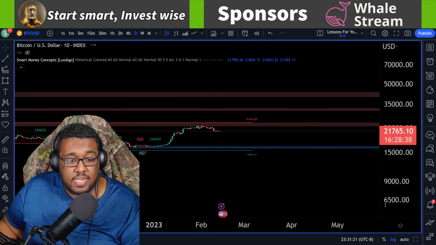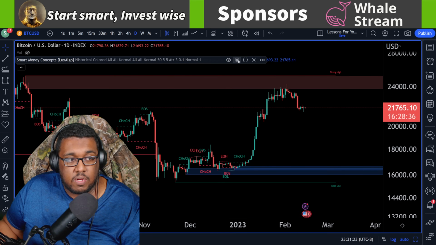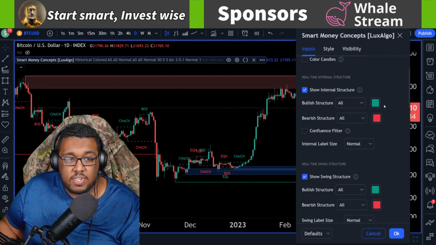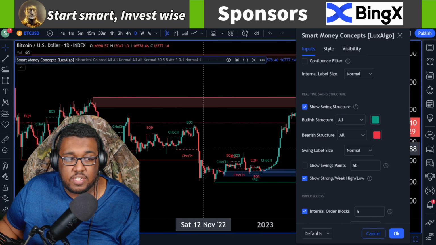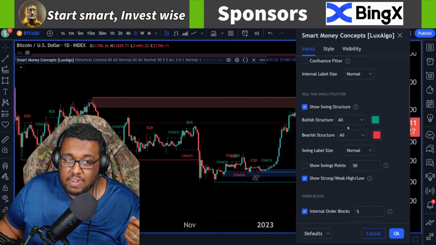Now, let's go back over here to the daily chart. Let's go back to auto, and let's go back over here to settings. So, same concept as the internal structures, except this is just showing everything as far as the solid lines and not just the dotted lines, okay? Same thing, everything else.